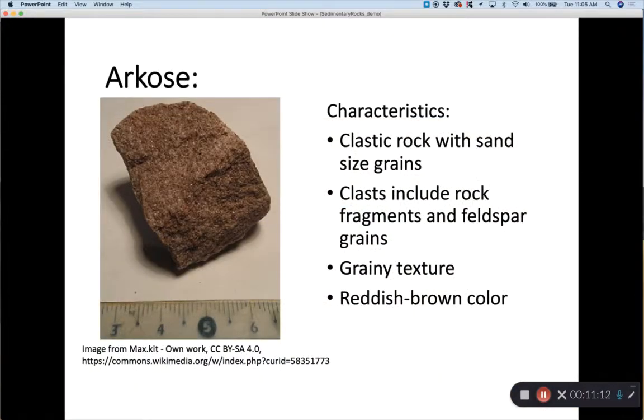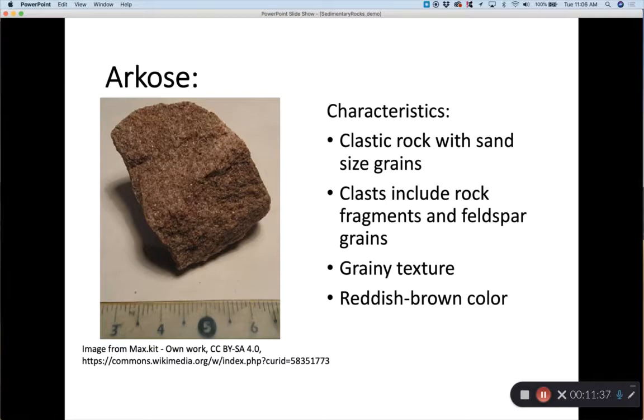Now, quartz sandstone isn't the only type of sandstone. Sandstones are rocks composed of sand-sized detrital or clastic particles, so sand-sized particles of mineral eroded directly from pre-existing rock. Most sandstones are quartz sandstones, but there are some exceptions. And a common exception is a type of rock we call an arkose.